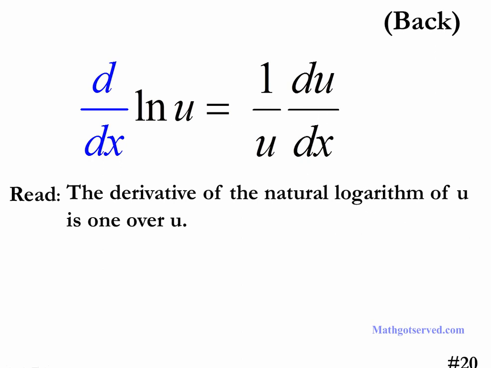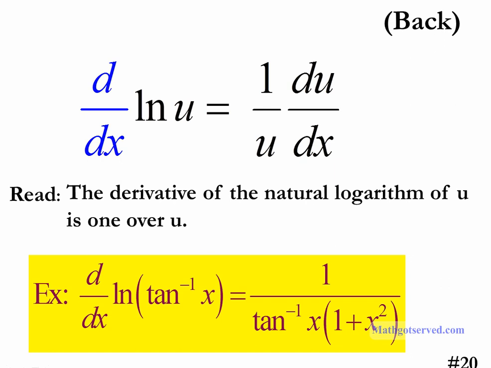Let's take a look at an example. The derivative of the natural logarithm of the arctan of x. The outer function is the natural logarithm. Arctan of x is u, the inner function. So if we apply the chain rule, we'll have 1 over u, or 1 over the arctan of x, times the derivative of the arctan of x. In part 4 of our review installment, we found out that that derivative was 1 over 1 plus x squared.